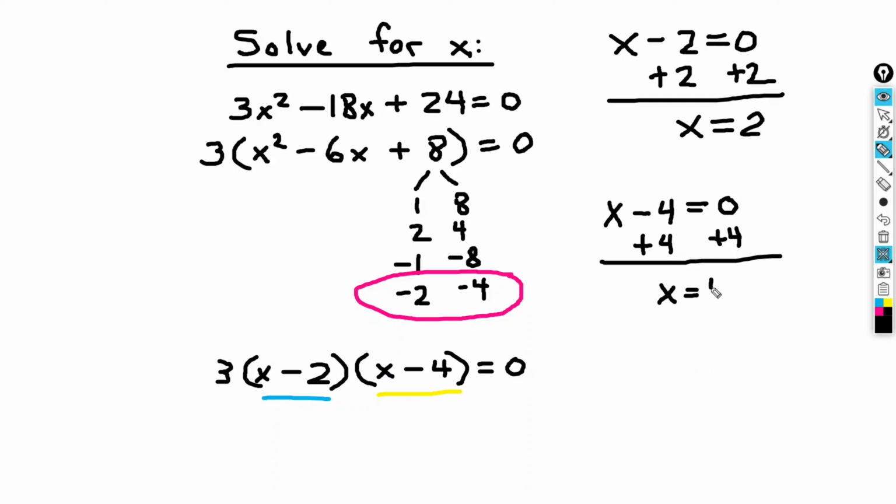So my parabola, which is the graph of a quadratic, it's going to cross the x-axis at x equals 2 and x equals 4. Now the 3 in front is just going to make it a little bit more steep.